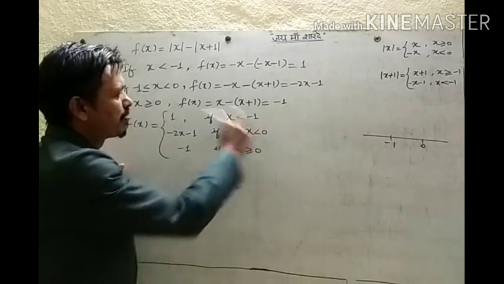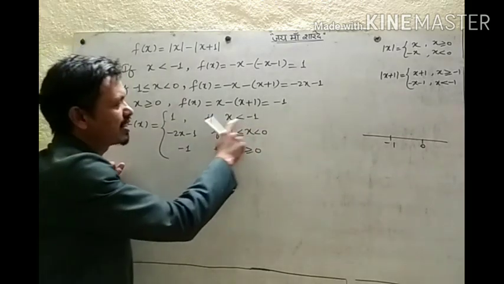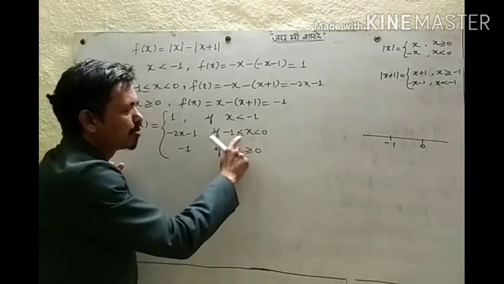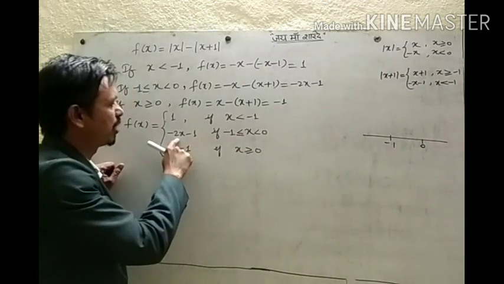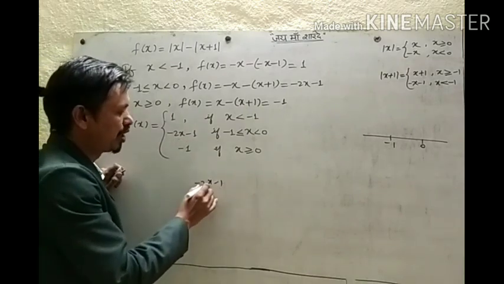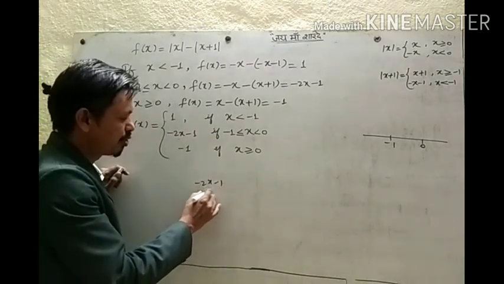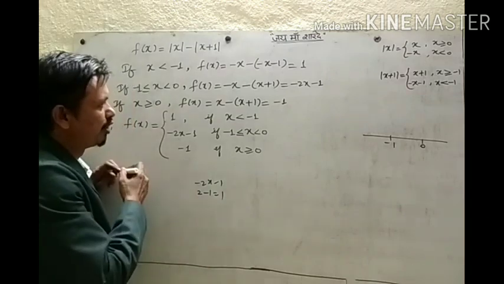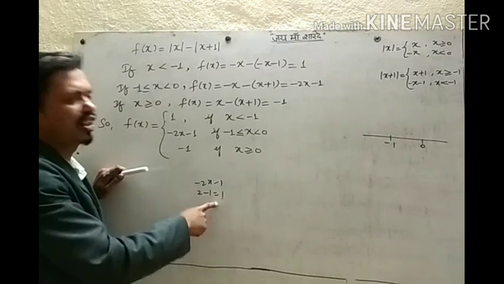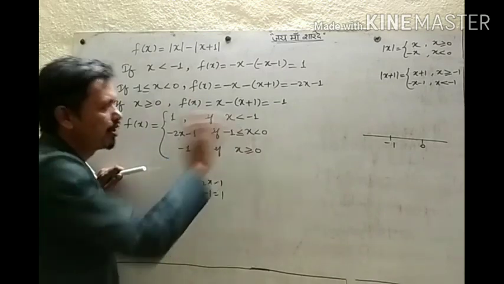At minus 1, if we find the left hand limit, x is less than minus 1, so the left hand limit is 1. In case of right limit, x is more than minus 1, so the function is minus 2x minus 1. If we apply the limit here, when you put x equal to minus 1, we get plus 2 minus 1, which is 1. So left hand limit is 1, right hand limit is 1. So the function is continuous at x equal to minus 1.